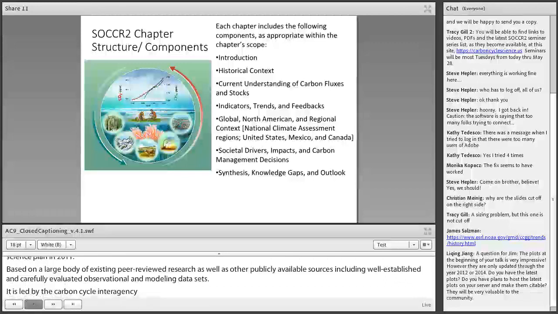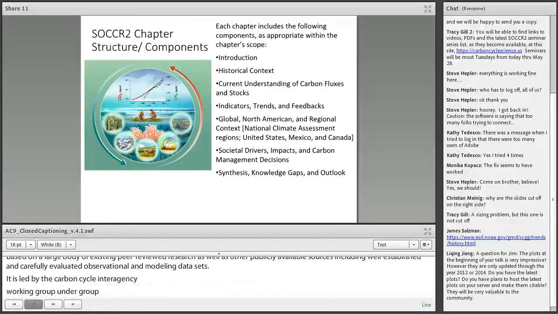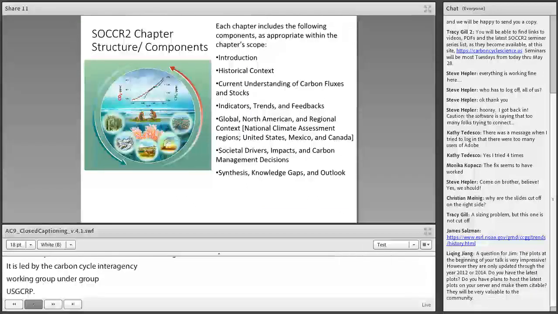Each chapter, as appropriate, includes the following components: an introduction, the historical context, the current understanding of carbon fluxes, a section on indicators, trends, and feedbacks, the regional context, the global context, the North American context, a section on societal drivers, impacts, and carbon management decisions. And finally, each chapter contains a section on synthesis, knowledge gaps, and future outlooks.